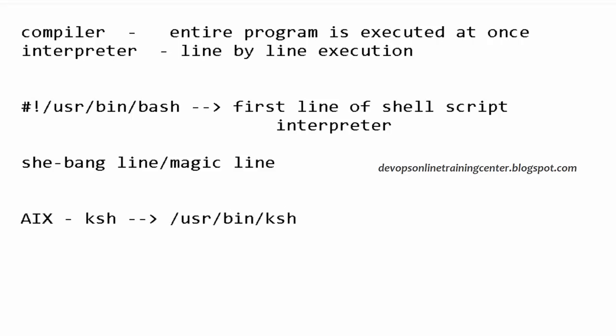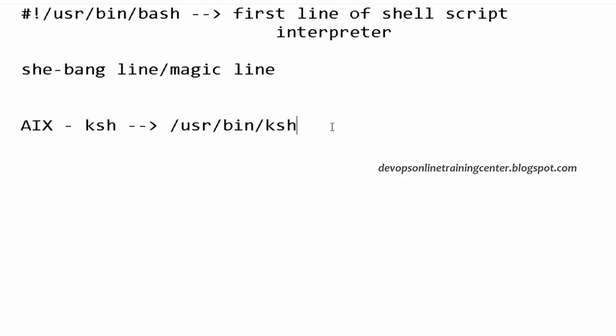So this interpreter location changes based on the distribution. Some of the distributions use /bin/bash, and some use /usr/bin/bash. So based on the interpreter, we need to add the first line in the shell script. How do we find out whether it is /bin/bash or /usr/bin/bash?